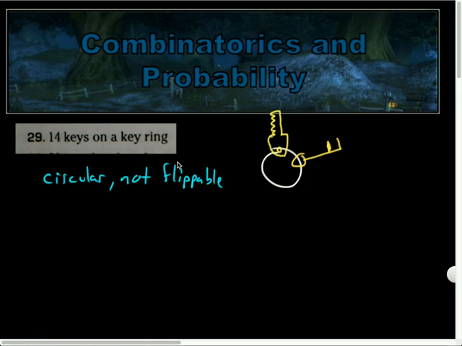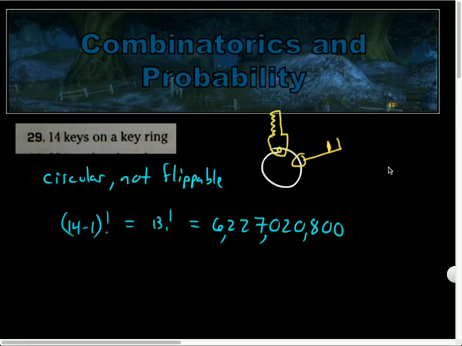So 14 keys, circular. That's going to be 14 minus 1 factorial, I believe, or 14 factorial over 14. So that's just 13 factorial. Let's see what I get. So 13 factorial. And that is not what the book had. This is equal to 622,702,080, and the book had half of that answer.